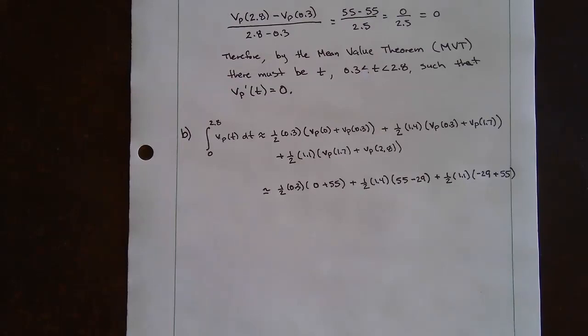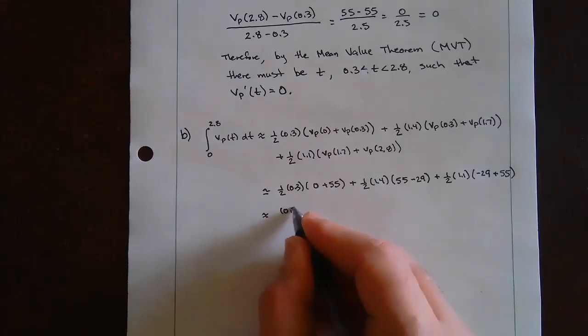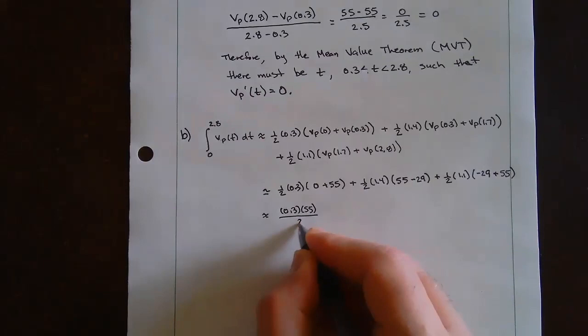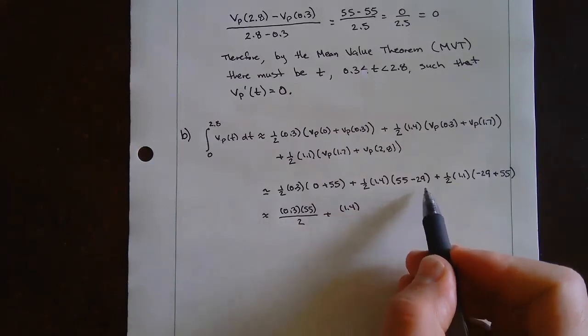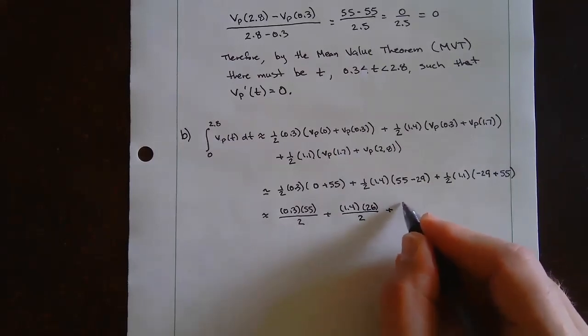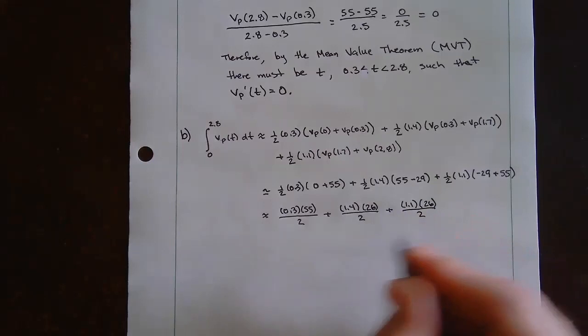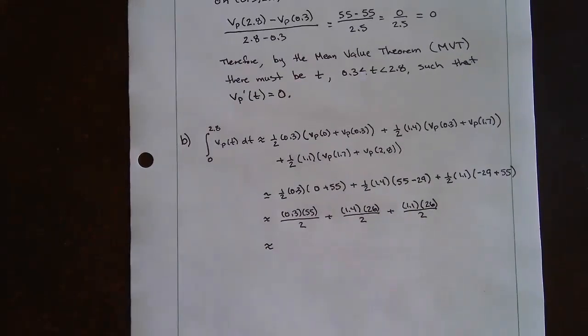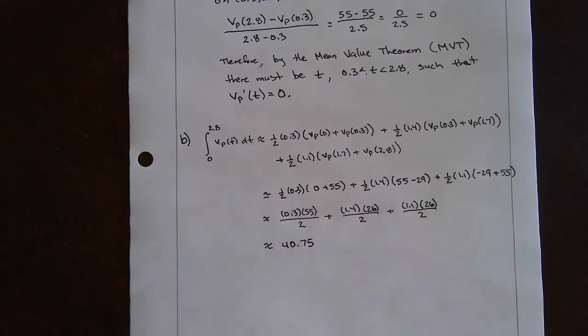Now, I'm going to continue and actually clean this up. So this would be approximately 0.3 times 55 divided by 2, and then plus 1.4 times 55 minus 29, that would be 26, over 2, and then plus 1.1 times, and again, this would be 26, over 2. And then we put that in our calculator. That's what I would do. Put it in your calculator, and you would get 40.75. Okay, and that's it for part B.